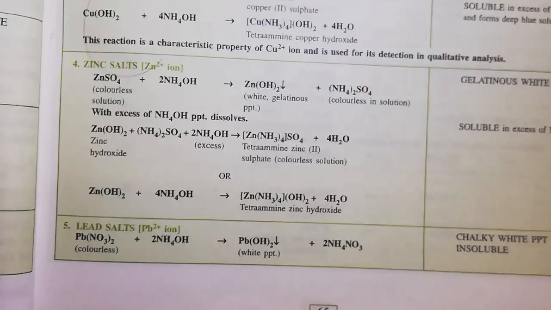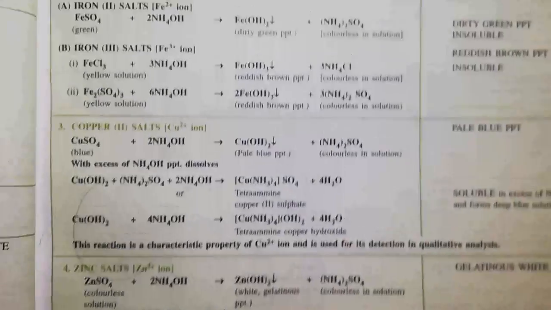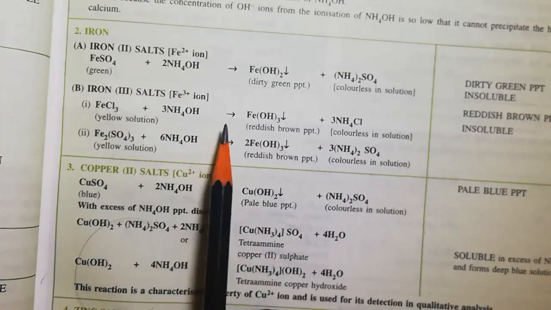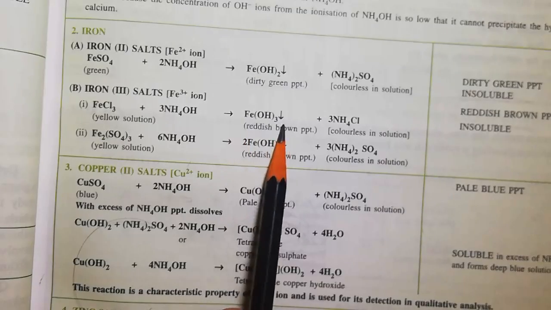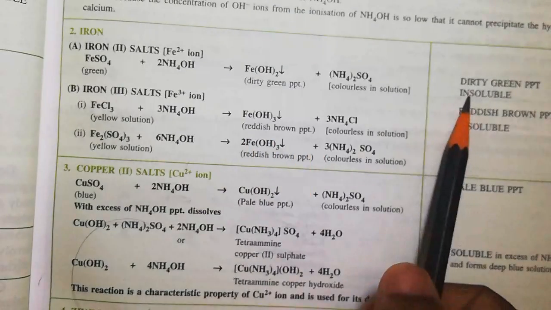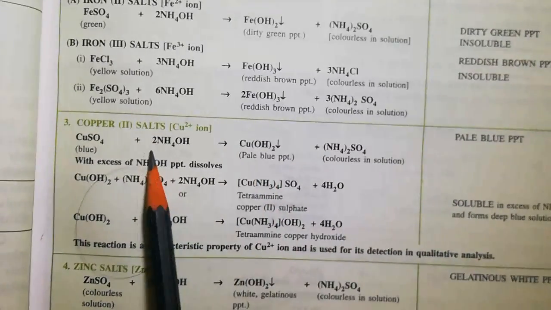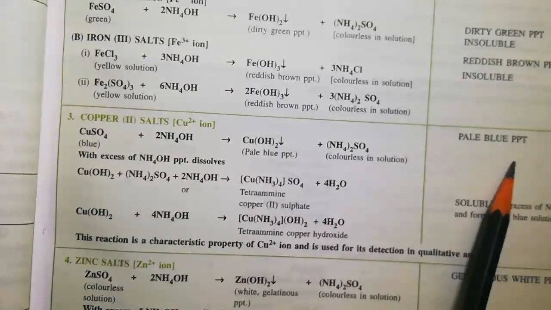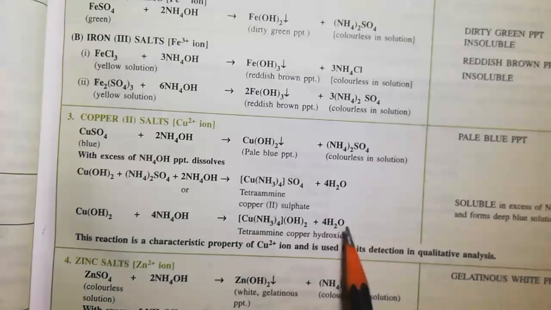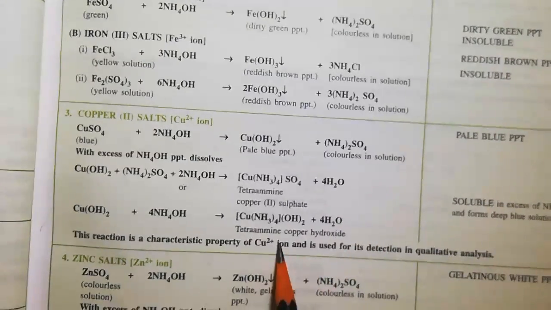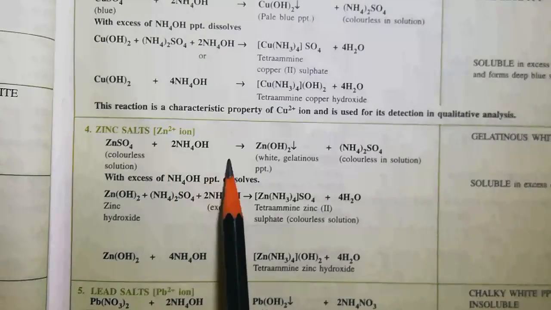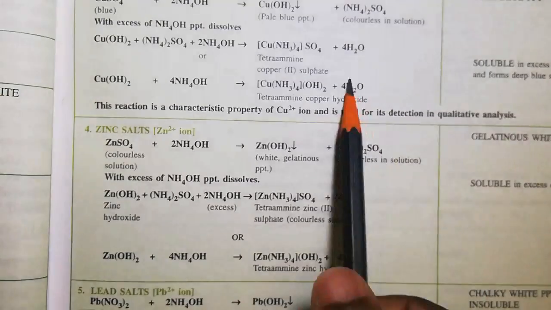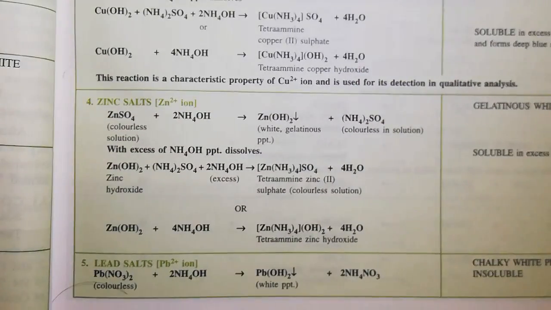Now let's summarize all the reactions of ammonium hydroxide, one by one. Ferrous and ferric salt reacting with NH4OH: the color change is there, dirty green PPT for ferrous hydroxide and reddish brown PPT for ferric hydroxide. Then copper, as I have said, is one of the most important reactions. A pale blue PPT comes at first, and then it becomes dark blue with the formation of tetraamine copper(II) sulfate. A similar kind of reaction for zinc, but the color change is not so prominent as it is for copper. And the next one here is lead.